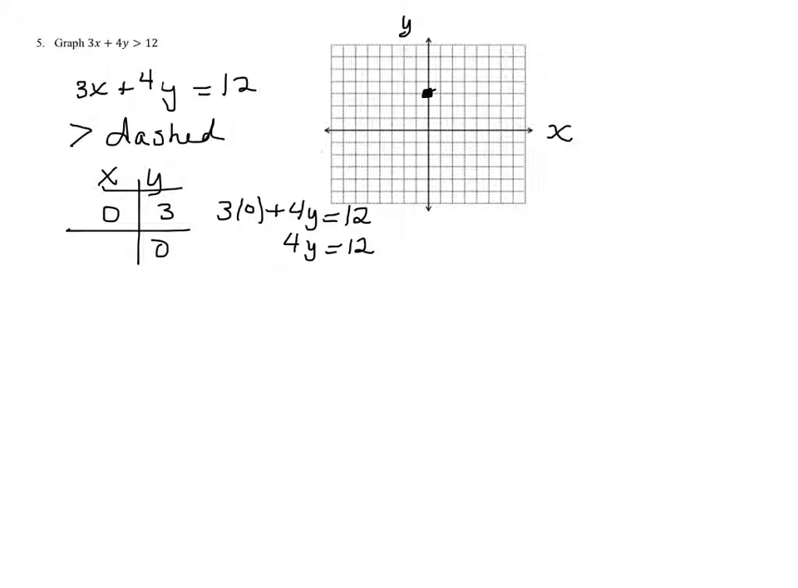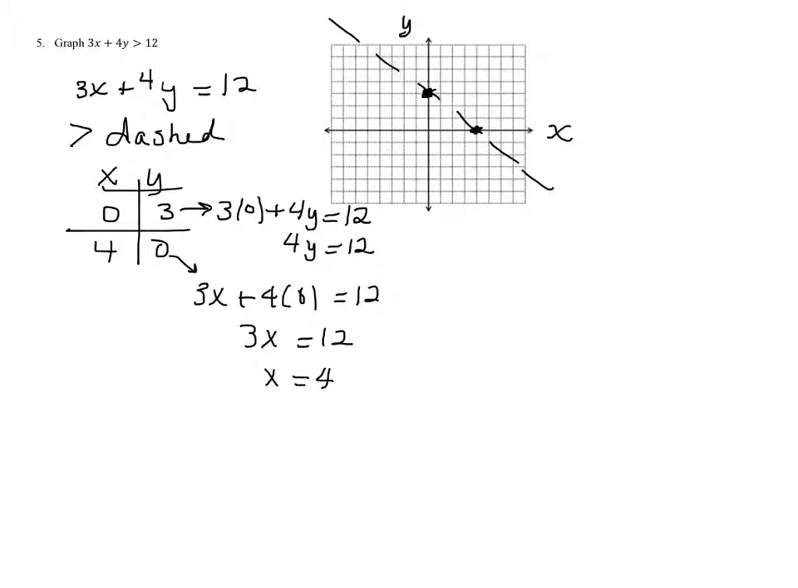And when y is 0, 3x is equal to 12, x equals 4. So 4, 0 is on the boundary, and I want to dash it because I don't want to include the boundary.